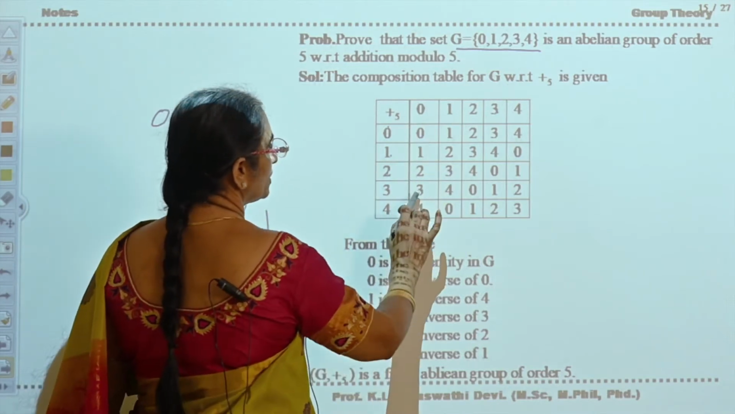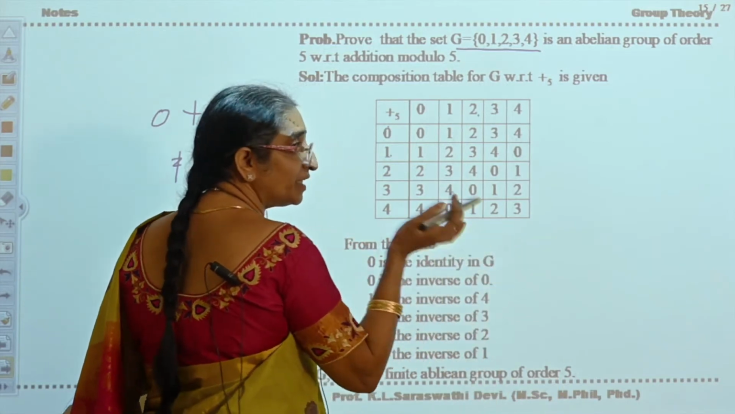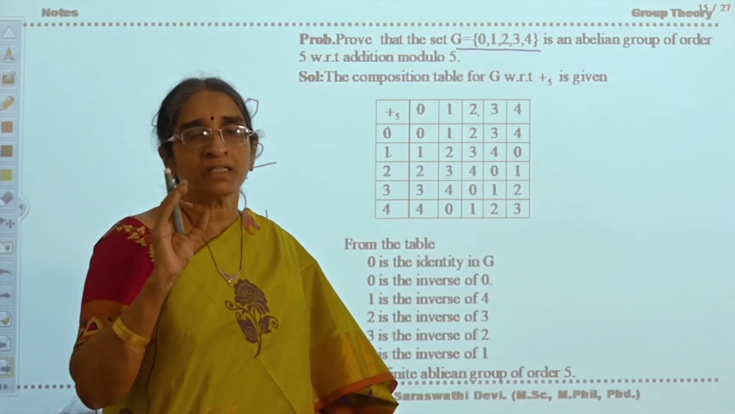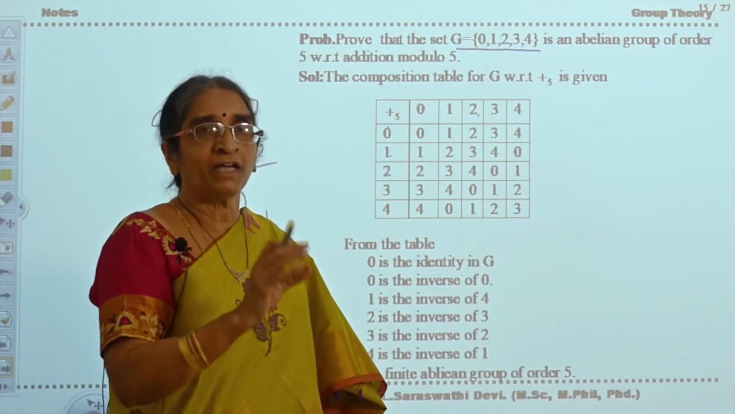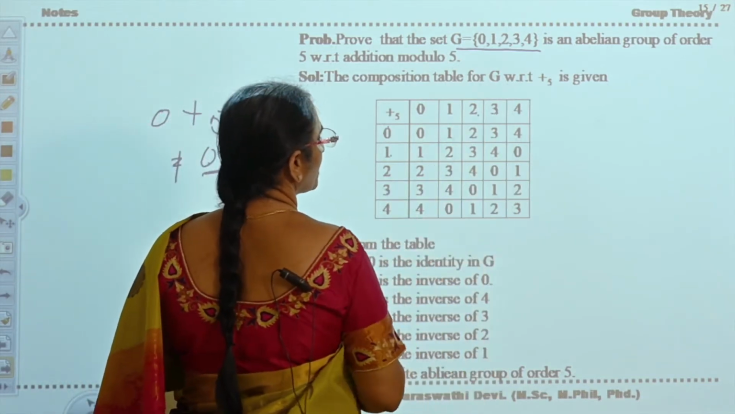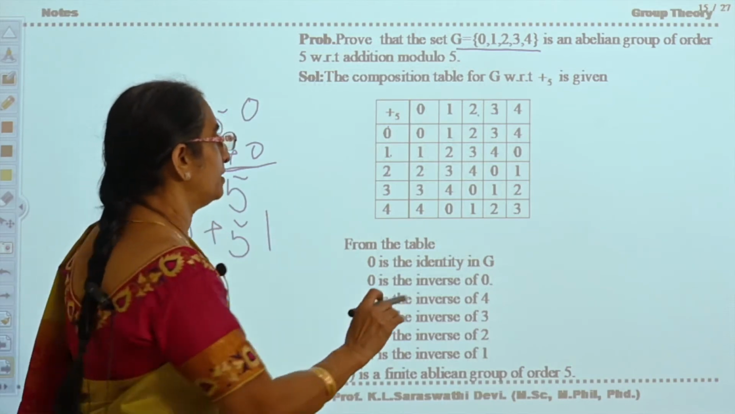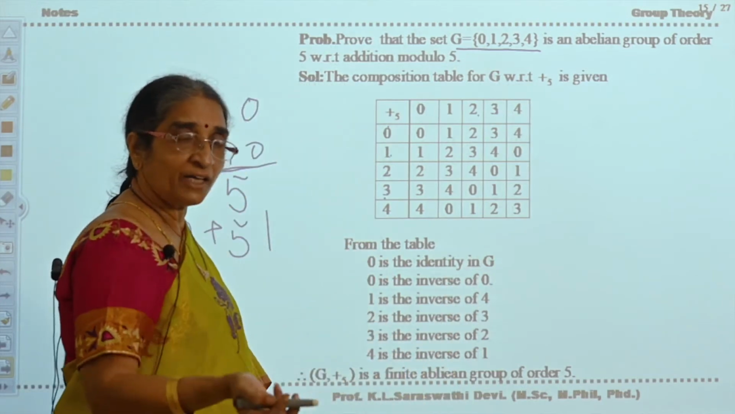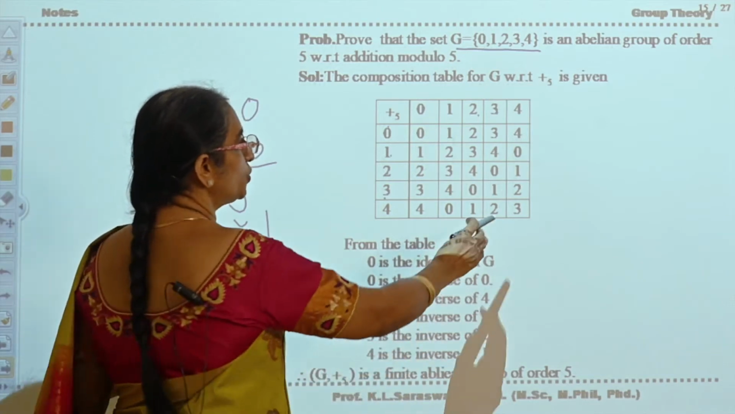Similarly, 3 plus 0, this is 3. 3 plus 1, this is 4. 3 plus 2, 5. 5 by 5, the remainder will be 0. Don't think it is 1; 1 is the quotient. If you divide 5 by 5, the remainder will be 0. That 0 you have to write here. 3 plus 3, 6. 6 by 5, 5 will cancel once and the remainder will be 1. That 1 you are writing here. 3 plus 4, 7. 7 by 5 cancels one time, then the remainder is 2. That 2 you are writing.